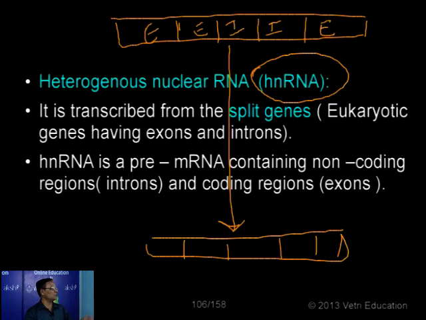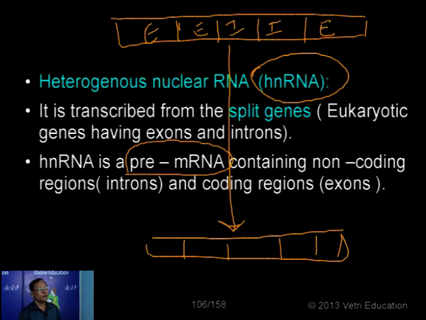So here, that is what is given. What is heterogeneous nuclear RNA? Heterogeneous means different. It is actually a transcript from the split genes, the eukaryotic genes having exons and introns. So it is nothing but pre-mRNA. What do you mean by pre-mRNA? Before it is matured, before it is processed.